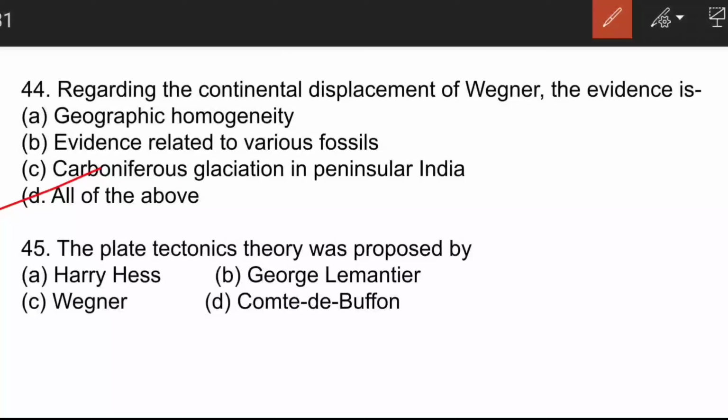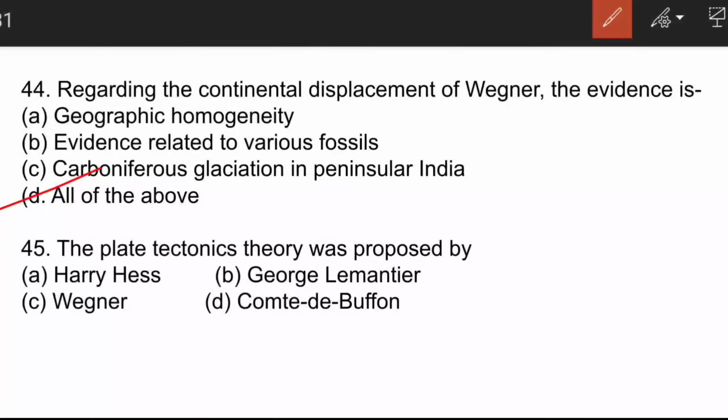Wegener suggested the jigsaw-fit distribution of Glossopteris flora in India, Madagascar, South Africa, Australia, and Antarctica. Then fossils of dinosaurs, lemmings. Lemmings was a small-sized fish which was found in Canada.